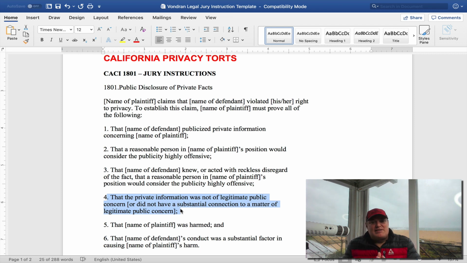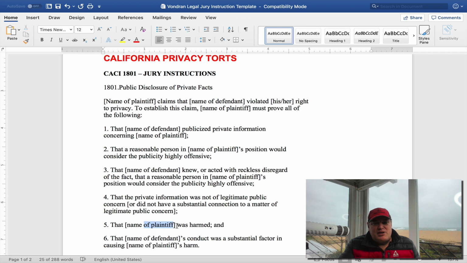So you need to show that it's not a legitimate public concern, and this is where big fights can happen. You say, well, look, it's newsworthy. Look, if I told you, you would say, wow, that's interesting, wouldn't you? If I told you this person had a 780 FICO score because I put their credit report on the internet, would that be newsworthy? I don't know, so these are the things that you can end up arguing about.